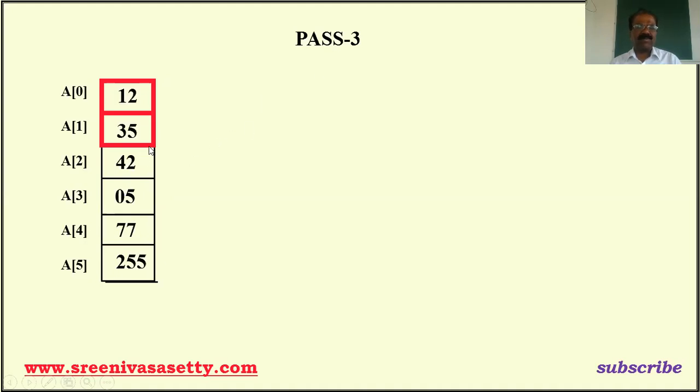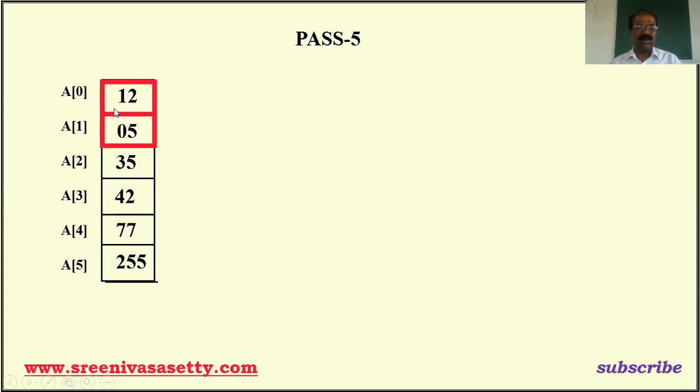Then we have to repeat. That's pass three. Repeat the same thing. 35, 42: it won't require any exchange. Leave as it is. 42 and 05: it requires exchange. Then start from the beginning. That is the beginning of pass four. Now in pass four, we have 35, 05. Okay. Now go for pass five. In this case, it requires only one comparison. So 12, 05: it's the largest number, it's the smallest number.